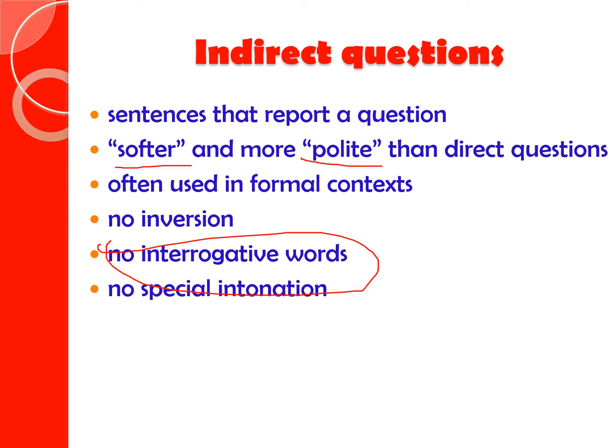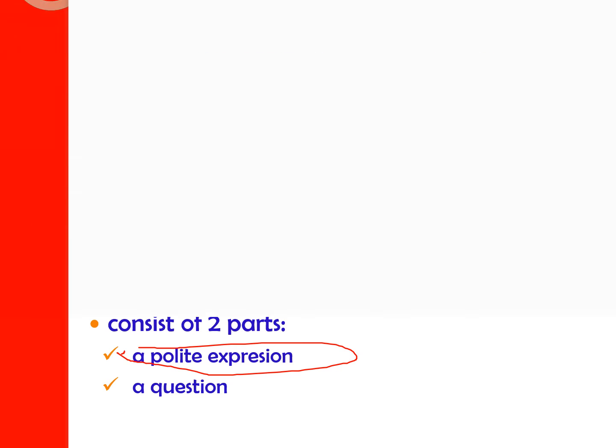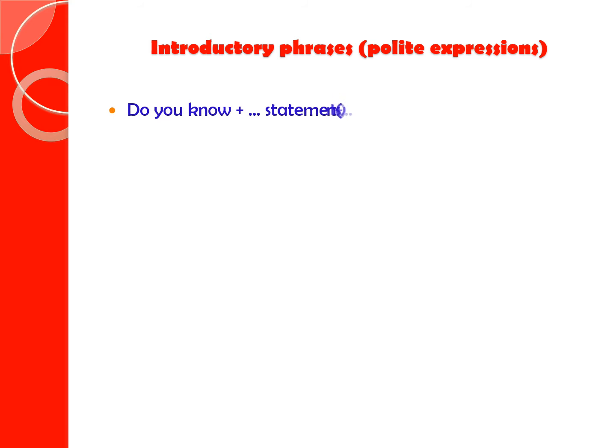Normal intonation. They consist of two parts: a polite expression, like can you tell me, can I know, would you tell me, and a question. I do want you to memorize the introductory phrases. The introductory phrases for indirect questions are: Do you know? Well, some of them.